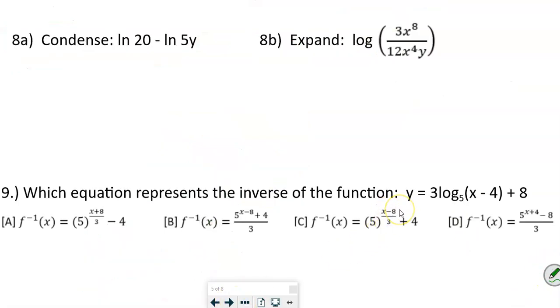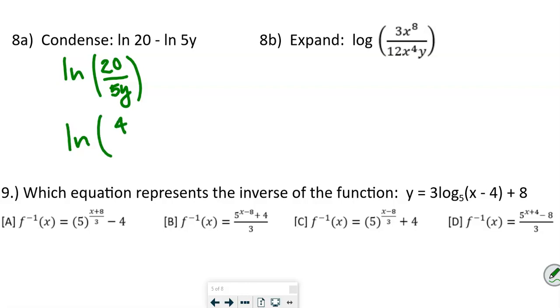Okay, so the next one says condense. So when we're condensing, if it's addition, we're going to multiply. If it's subtraction, we're going to divide. So this is ln of 20 divided by 5y. Okay, so 20 is divisible by 5, isn't it? So this is going to end up being ln of 4 divided by y. Remember, just these two reduce, right, to be 4. Okay, so that was our answer there.